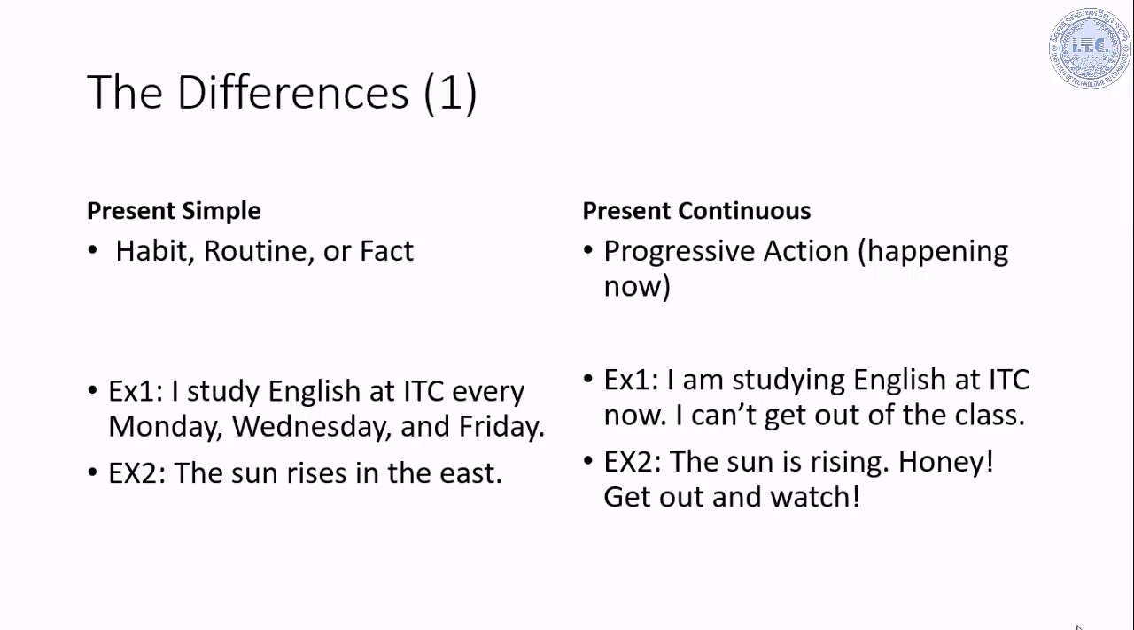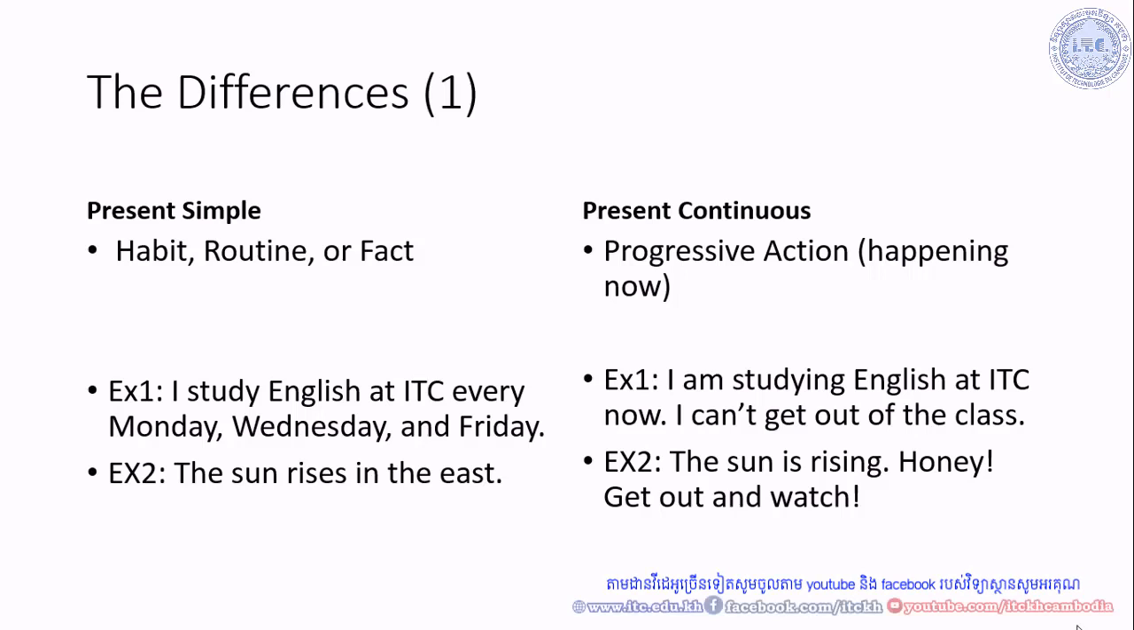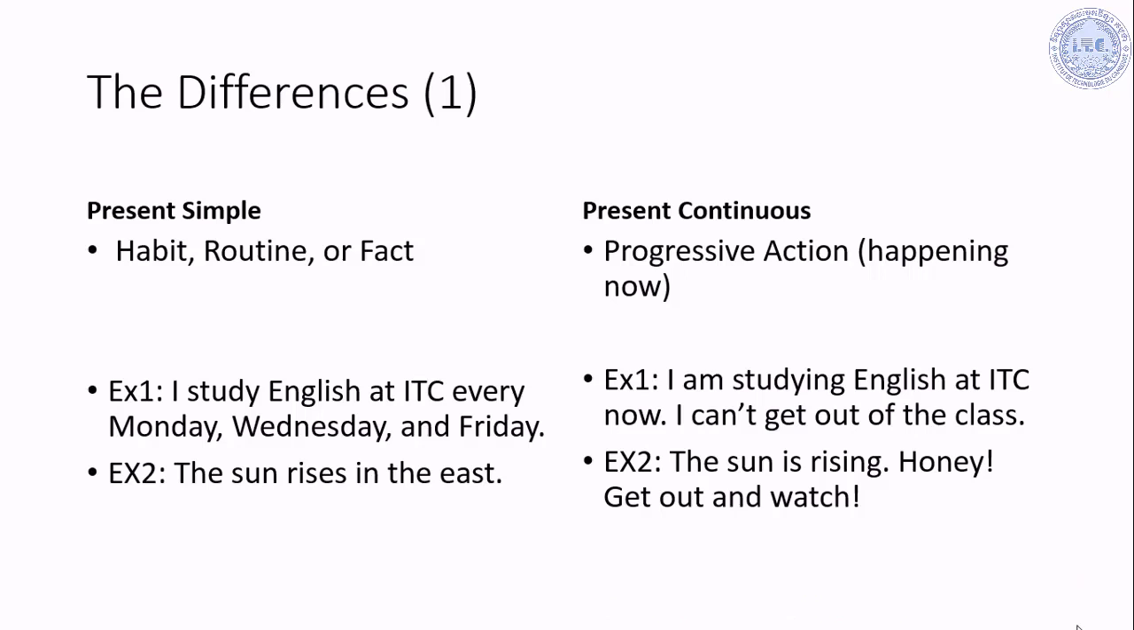Now let's take a look at the second example of present continuous. The sun is rising. Honey, get out and watch. So here, when you say the sun is rising, you are not talking about the fact. You are talking about what is happening right now. So it is 6 a.m. and the sun is rising and it's so beautiful. You call out your wife or your husband to get out and watch the sun together.